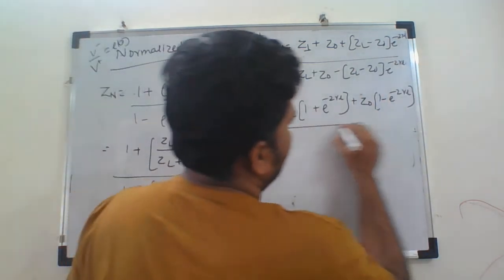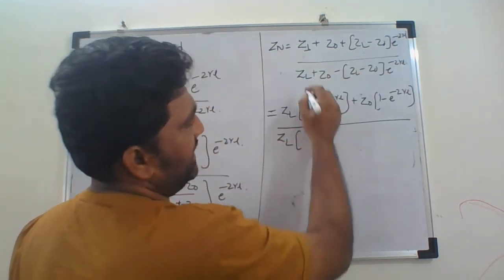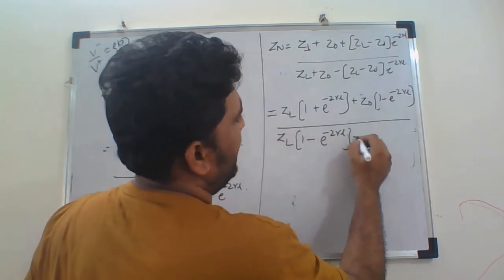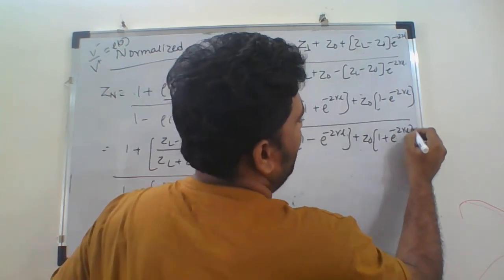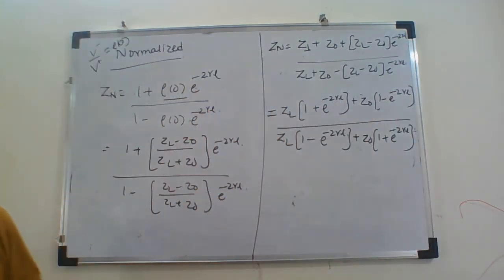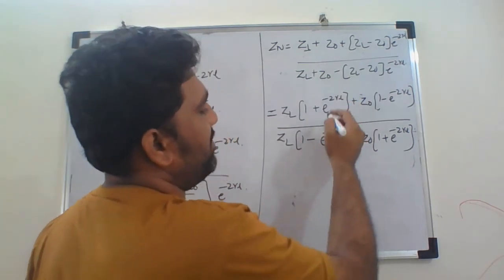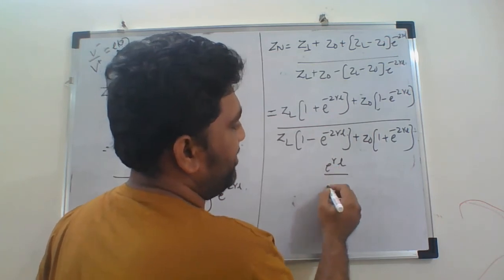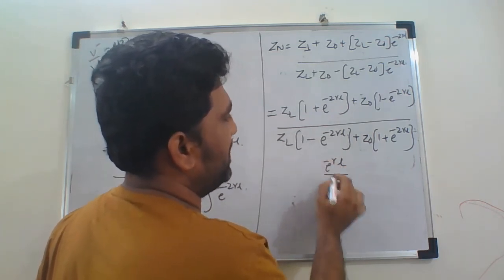In the denominator, if I take ZL as common, we get 1 minus e power minus 2 gamma L, and this will be Z naught into 1 plus e power minus 2 gamma L. Hope you have understood, right? Now in this 1 plus e power 2 gamma L, e power 2 gamma L is nothing but e power gamma L divided by e power minus gamma L. We can write it like this: e power minus gamma L by e power gamma L.